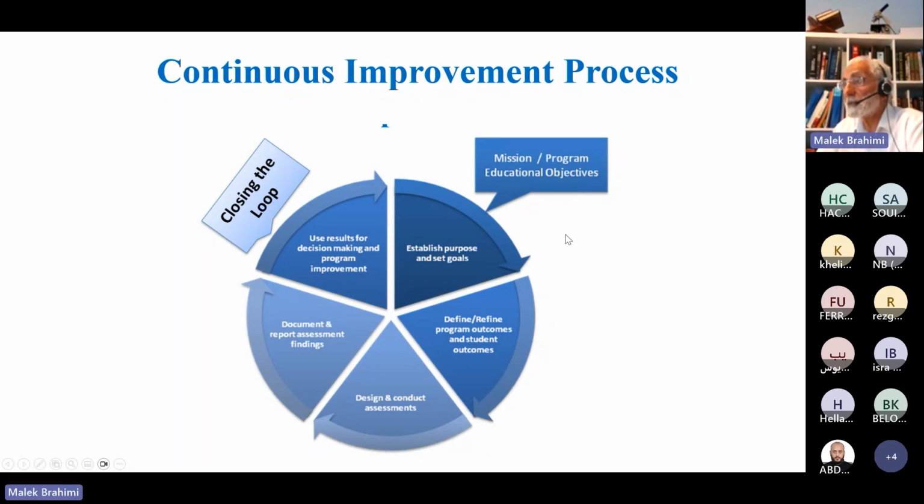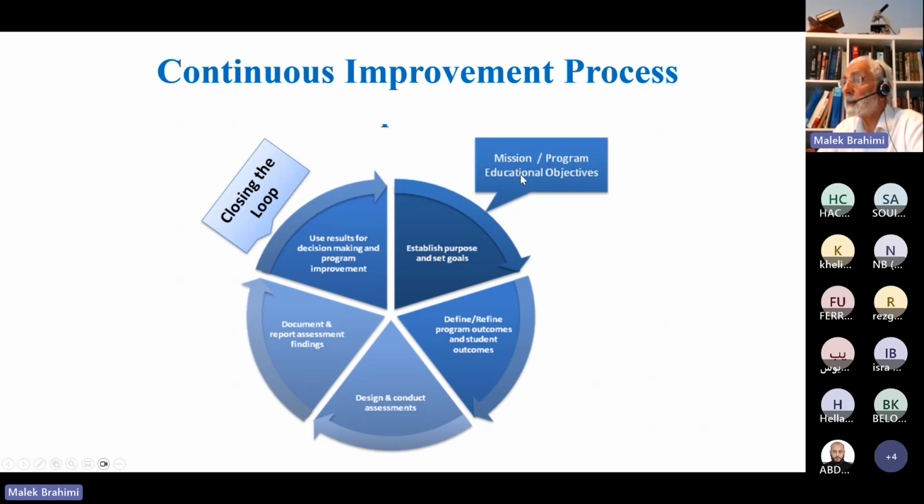The continuous improvement process starts first with the mission and program educational objectives. The mission of the department or of the university is very important. That mission is not there just for the appearance of the university. No, the mission is a great thing for the university. When you write a sentence in that mission, it means a lot, so it has to be well prepared.